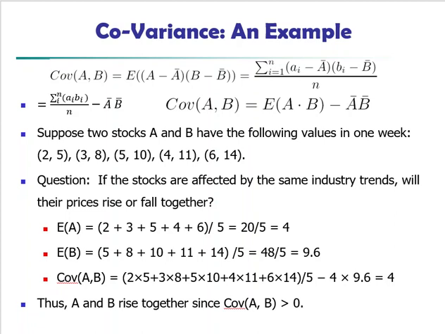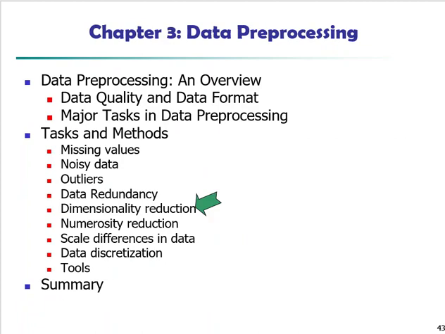Okay, so this concludes our discussion on data redundancy detection. Here we basically talked about two ways to detect a correlation. One is for categorical values, another is for numerical values. Next, we're going to talk about dimensionality reduction in a different video.